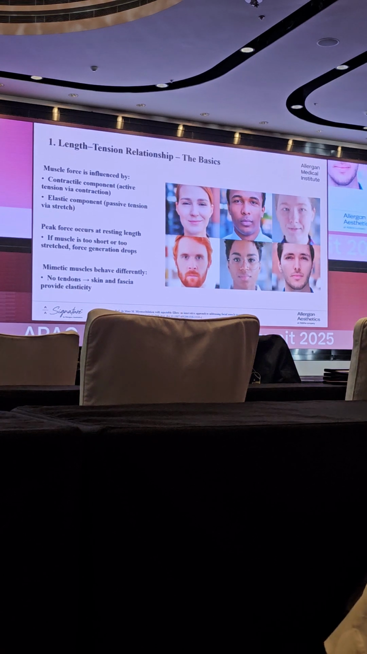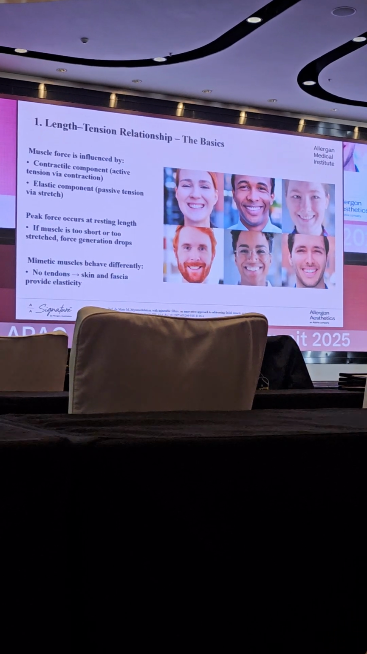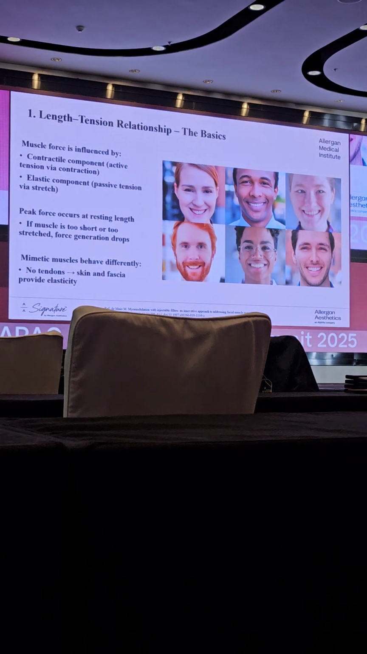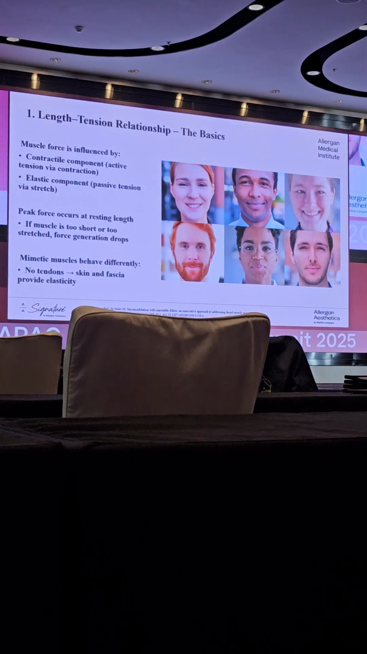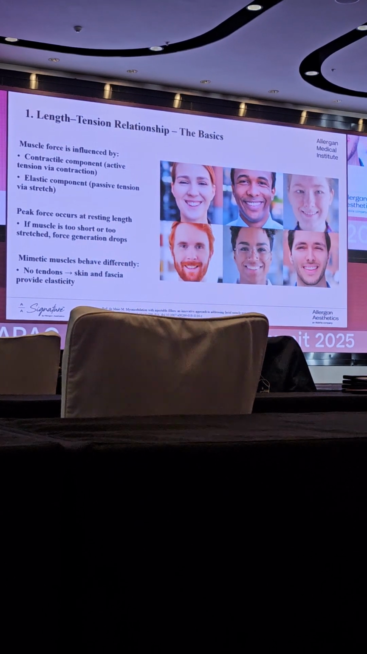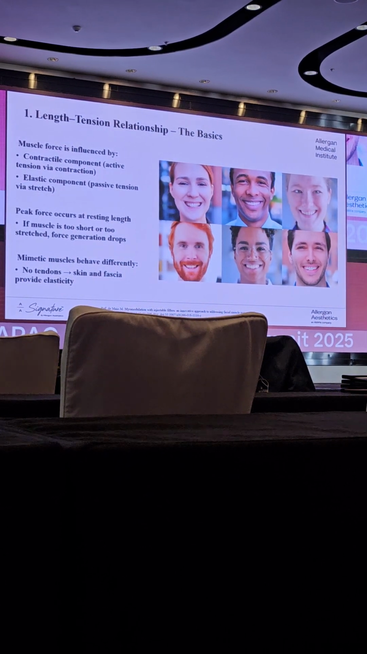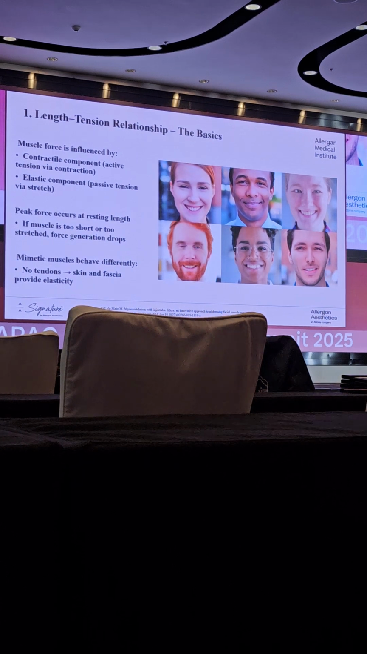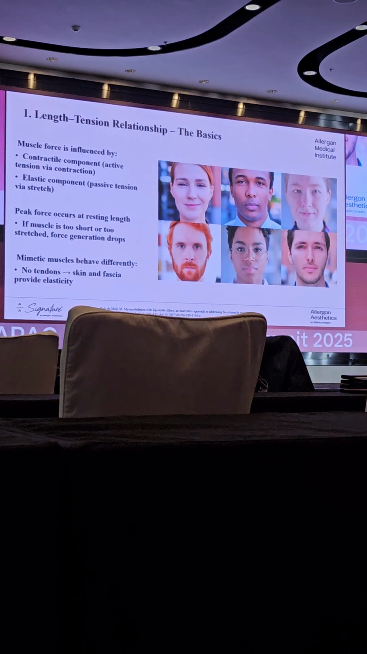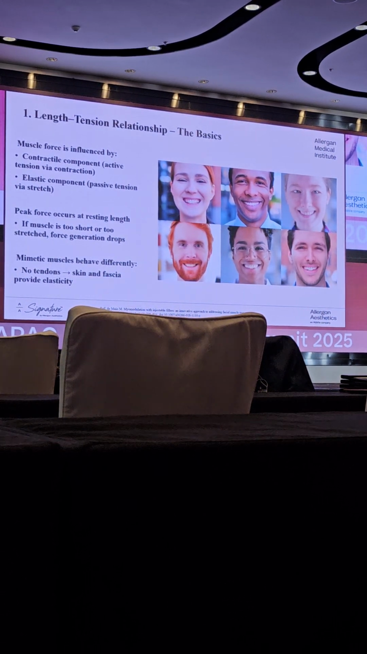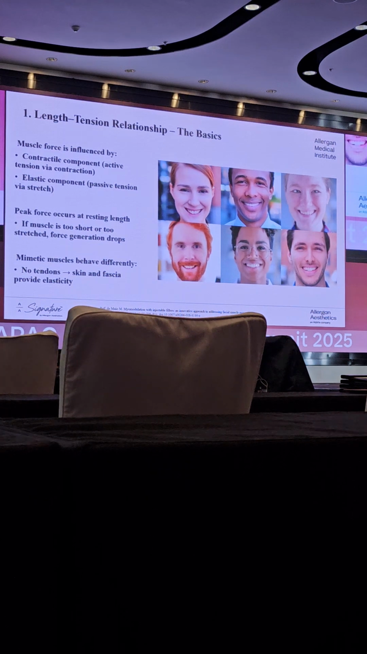Your skin and fascia are going to provide the elastic component to the muscle. So if your skin becomes saggy and the superficial layer becomes saggy, it is going to pull your muscle down and increase the resting length of the muscle. That way, as we age, the muscles cannot contract properly.